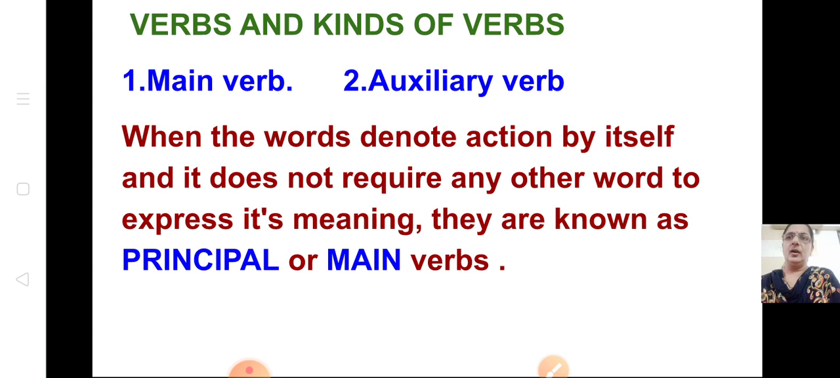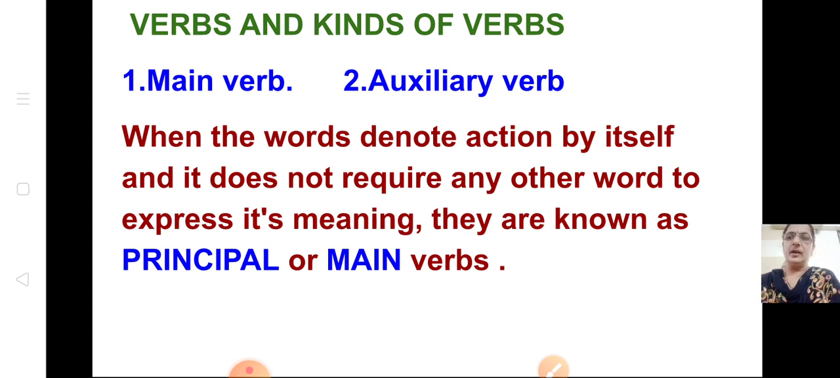Okay? Now, the next one we learnt is verbs. This is a new topic for the semester: verbs and kinds of verbs. What are the two types of verb we learned? One is the main verb and the second is the auxiliary verb. Principal, when the words denote action by itself and do not require any other word to express their meaning, they are known as principal or main verbs.